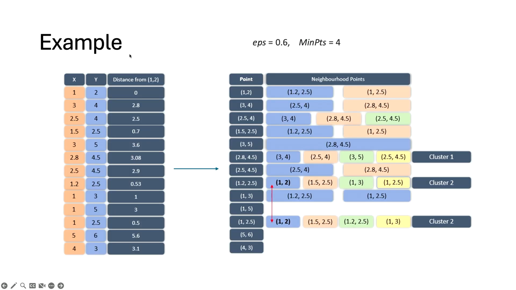Here is another example. Here we have some X data and Y data, and we can calculate the distance between these data points. Initially they are some random numbers, but later we can calculate the distance between these two data points. Here epsilon is taken as 0.6 and the minimum points is 4.